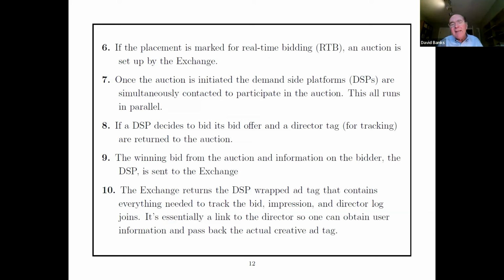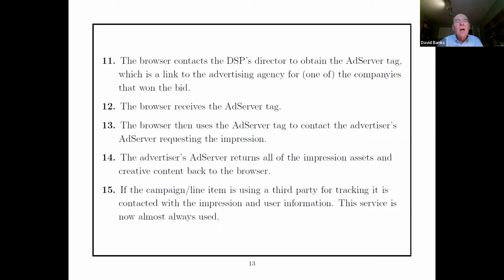The exchange returns to the demand-side platform a wrapped ad tag that contains everything you need to track the ad. The browser contacts the demand-side platform's director to obtain the ad server tag, which basically determines what the content in the ad is going to be. The browser receives the ad server tag. It uses the ad server tag to contact the advertiser requesting the impression. The advertiser's ad server returns all the impression assets and the creative content back to the browser.